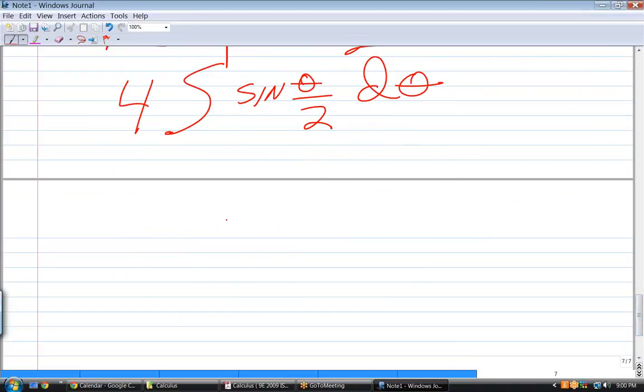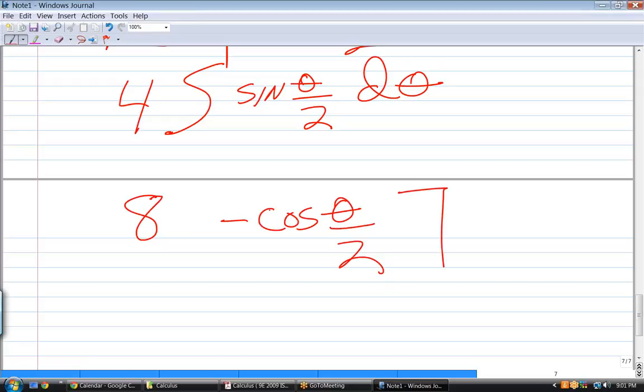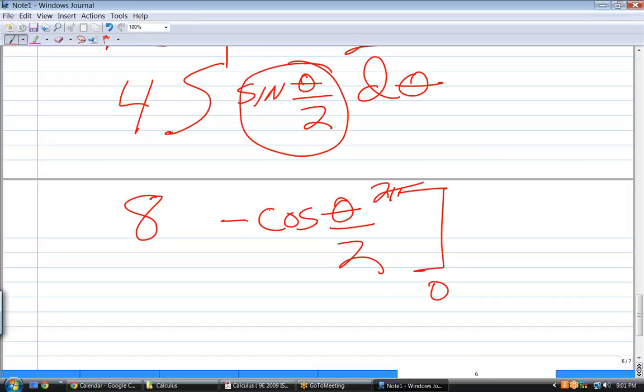It's negative cosine divided by the derivative of the inside, which is 1/2. So it becomes 8 times negative cosine of theta over 2, evaluated between 0 and 2 pi. Wait, where did the 8 come from? Well, the integral of sine of theta over 2, let's go back and review.